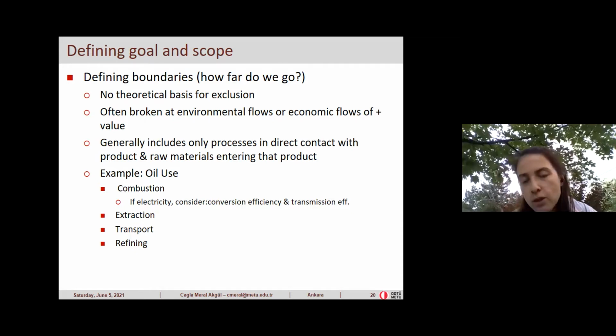For example, think of oil use. And you can start with different things. Are you going to only look at combustion? So if you are thinking of electricity, you can consider conversion efficiency, transmission efficiency. Are you going to only look at extraction of oil? Are you going to look at transportation of oil? Are you going to look at refining? Or are you going to use all of them and include them in your system?